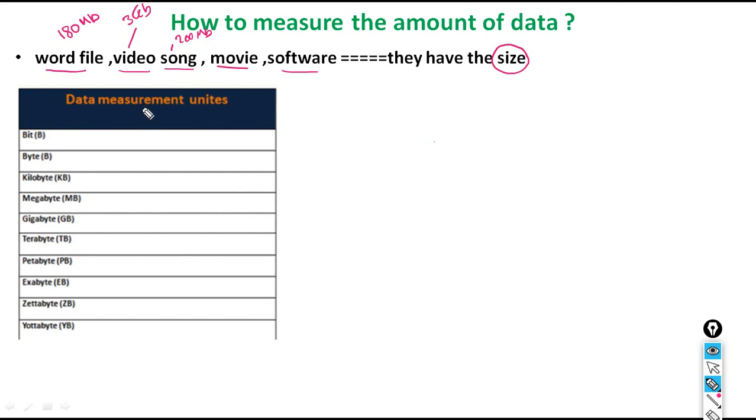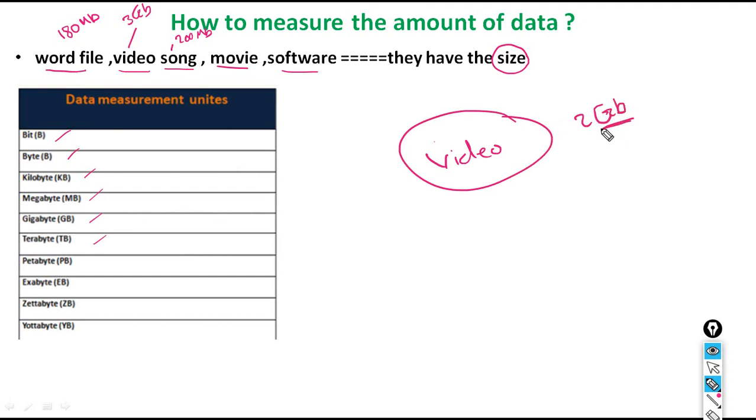So now your data can be measured in bit, byte, kilobyte, megabyte, gigabyte, terabyte. So this is how we are going to measure the amount of data. Suppose you have a video, this video has 2 GB. Now what is 2 GB? It is the measurement. It shows the amount, the size, how big this video is. This is how we are going to measure the data.